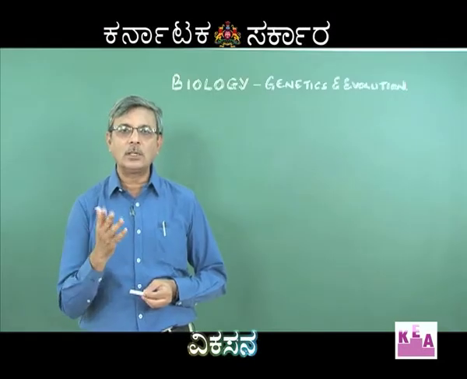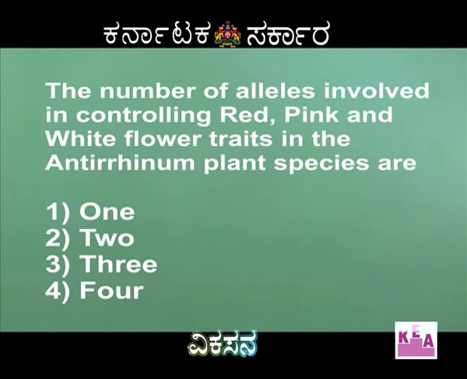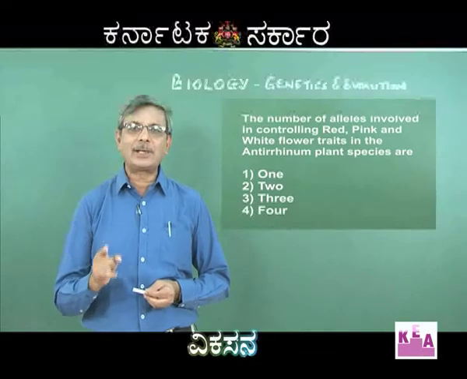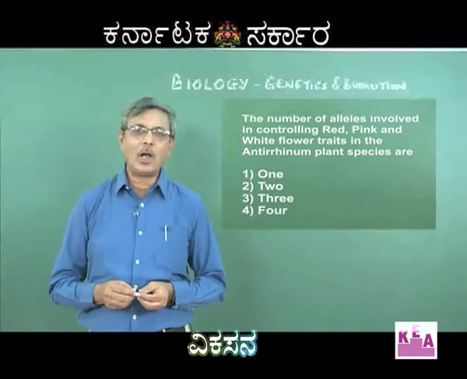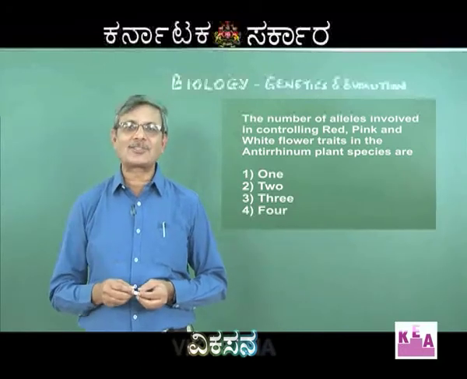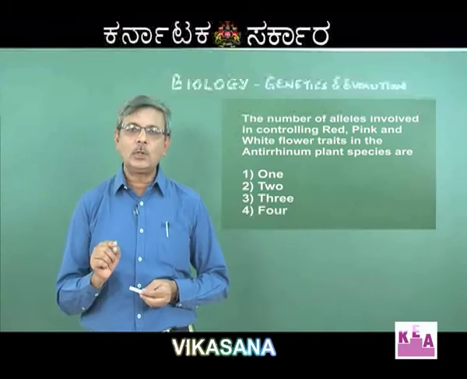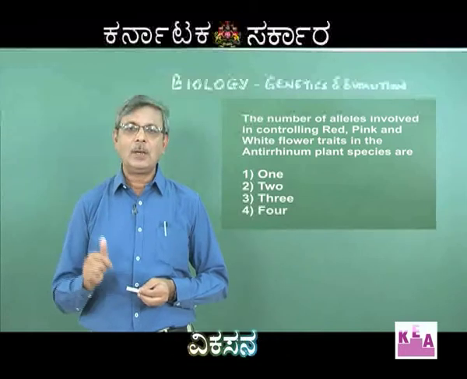Now we move on to the next question. The number of alleles involved in controlling red, pink and white flower traits in the Antirrhinum plant species is. I hope all of you remember what this Antirrhinum plant species is. These plants are called snapdragon plants. We also call them dog flower plants. Here we have 3 traits related to flower color: red, pink and white.